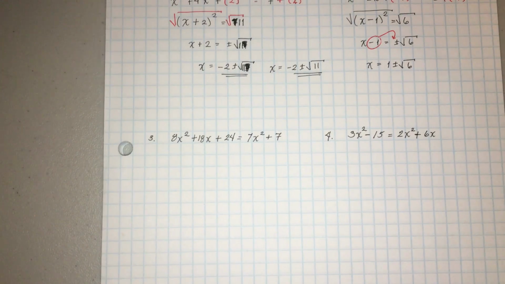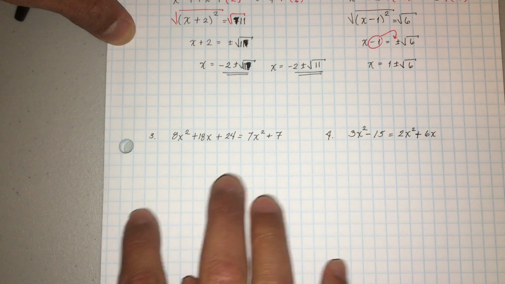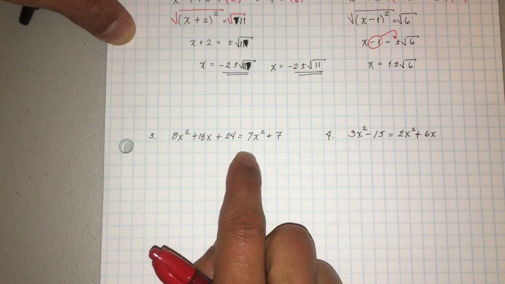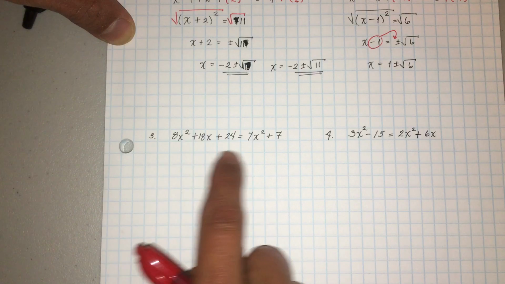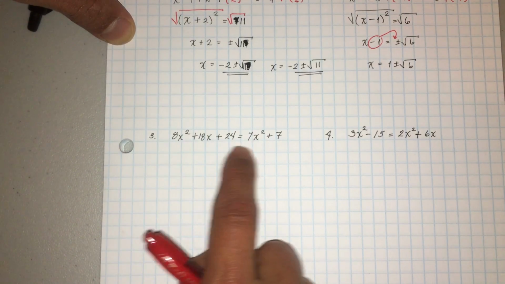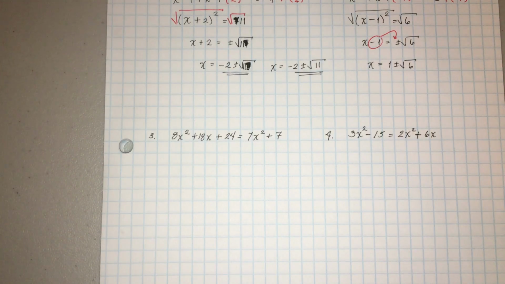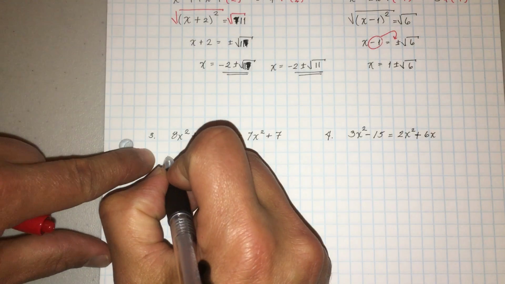Let's see if we can do two more. Look at, you see how this is all kind of jumbled here. We want to put everything on one side. I'm going to go ahead and take the 7x squared to the left. That way it'll give me a positive x squared. So I'm going to have everything on the left.